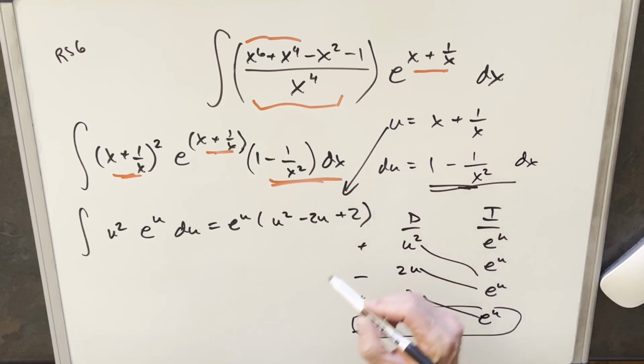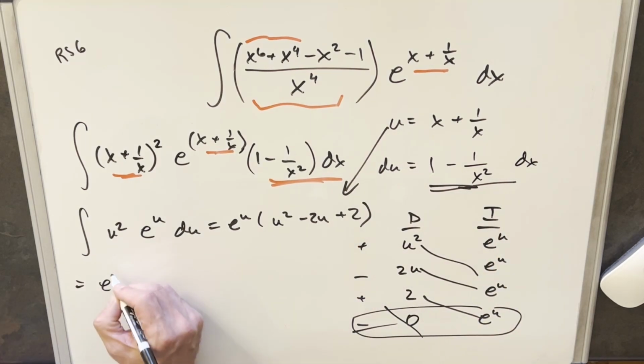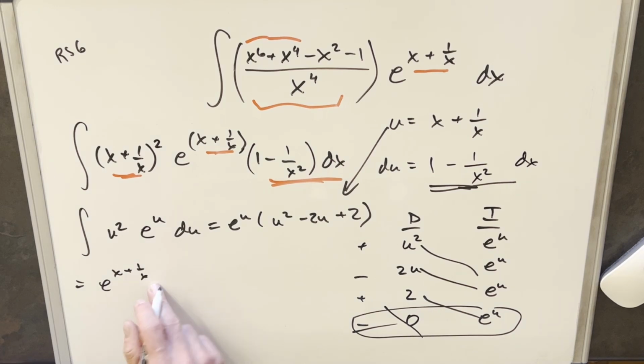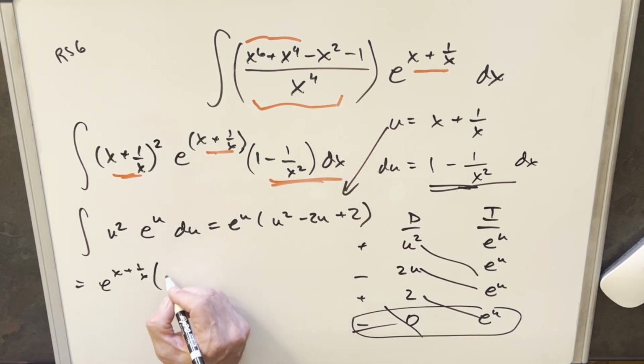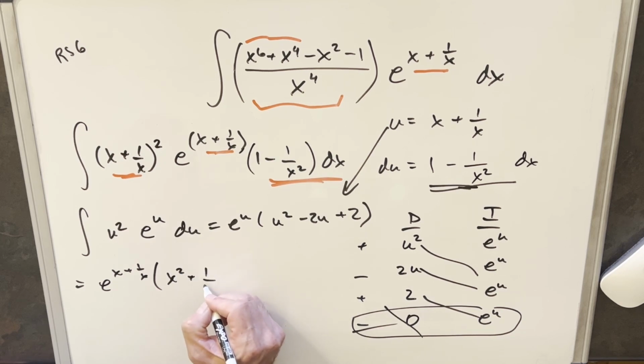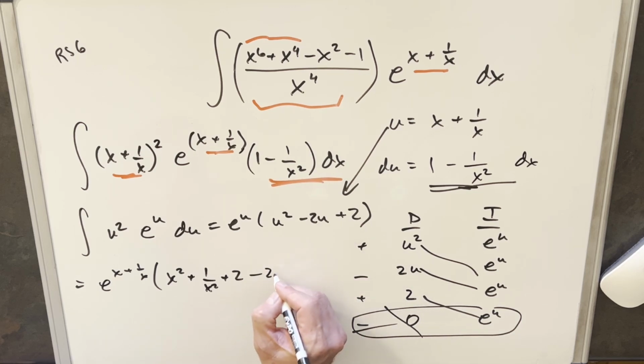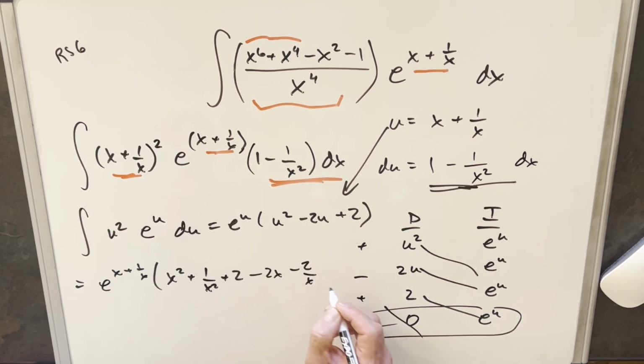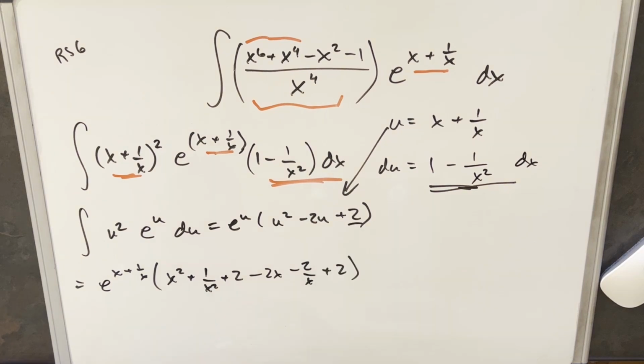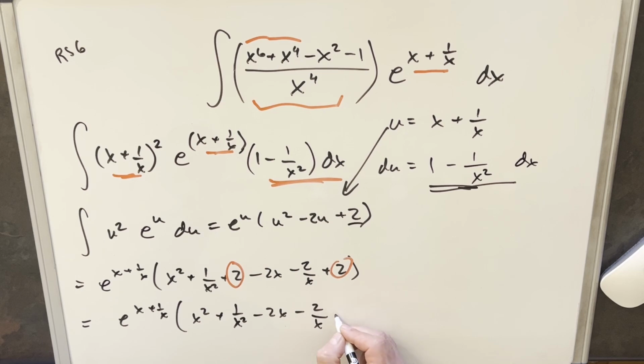And then I'm just going to back substitute to finish this off. So first here, we're going to have e^(x + 1/x), which is just like how it was in the original. Then for u^2, this is going to be x^2 + 1/x^2 + 2. Then minus 2u is going to be minus 2x minus 2/x. And then we'll just have this plus 2 here. And then I can just combine this 2 with this 2. So for our final solution, we're going to have e^(x + 1/x) times (x^2 + 1/x^2 - 2x - 2/x + 4), plus C, and we're done.